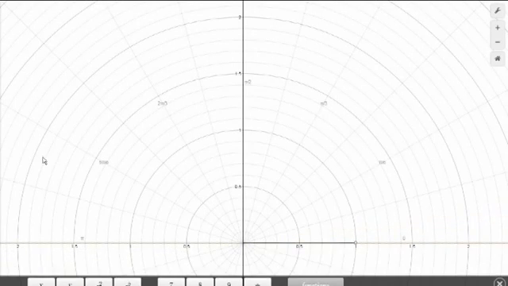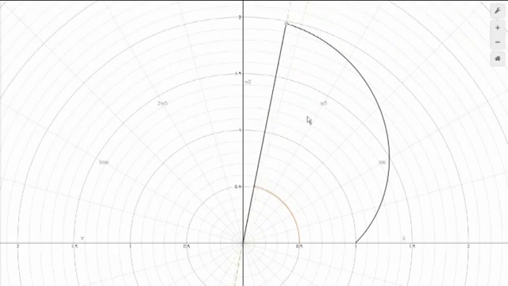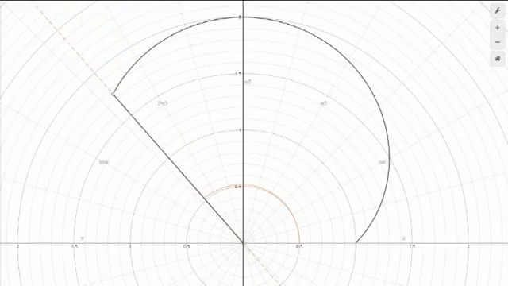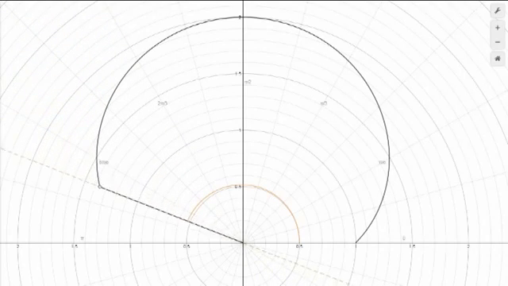So here it is. It starts at 1, and it grows, growing, growing, growing. This line is getting longer and longer and longer. We said when it reached 90 degrees, it reached 2. There it is, and then it's coming back down. And then it was 1 again.